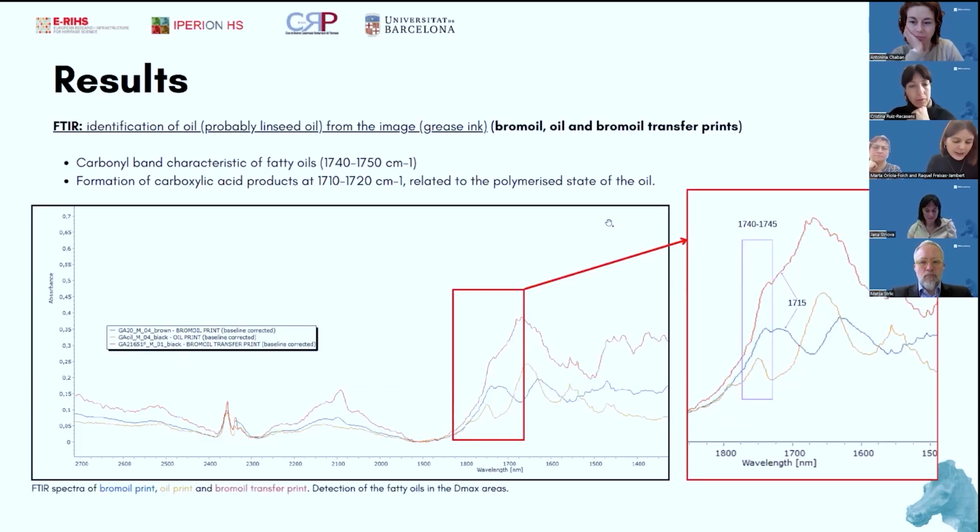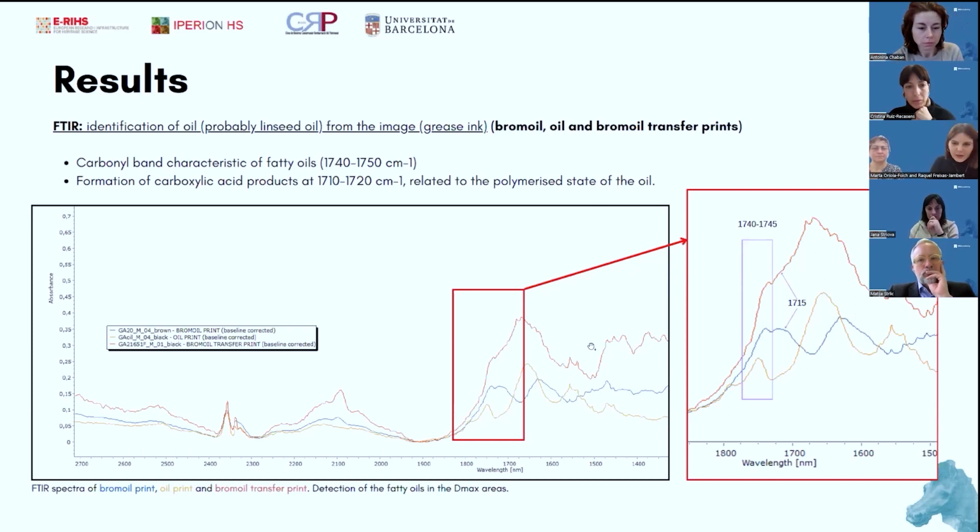So another aspect of the analytical study was to confirm the fatty nature of the ink that formed the image. Until now, FTIR spectroscopy has been the only non-invasive way of detecting fatty oils in inks. We were able to identify the fatty oils in the Dmax range thanks to the appearance of the carbonyl band that's characteristic of fatty oils and the formation of carboxylic acid products related to the polymerized state of the oil in the older samples.